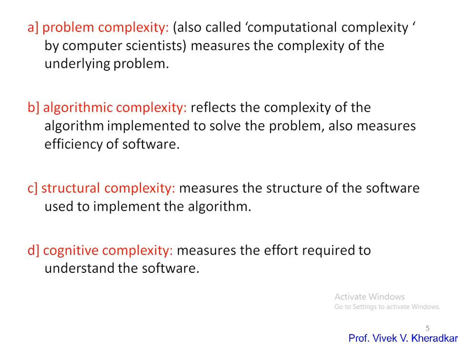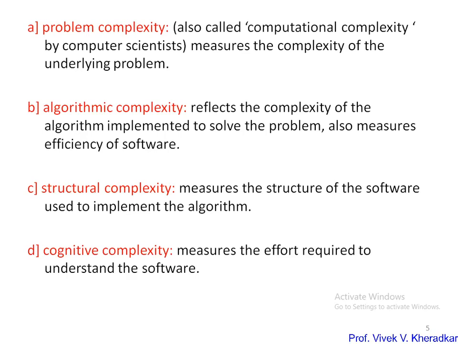Then the second perspective of complexity is algorithmic complexity, which reflects the complexity of the algorithm implemented to solve the problem. It also measures the efficiency of the software. Third is the structural complexity, which measures the structure of the software used to implement the algorithm, because we are using different flow structures for the implementation. So that flow will also decide the structural complexity.